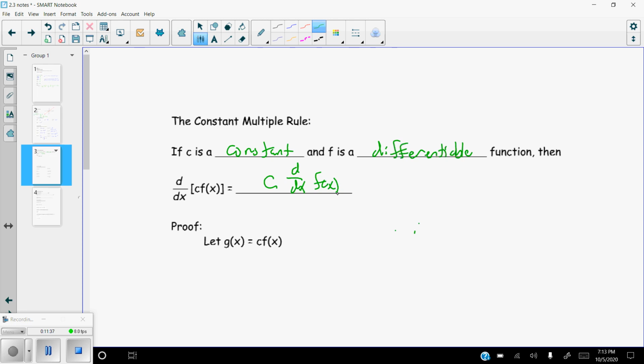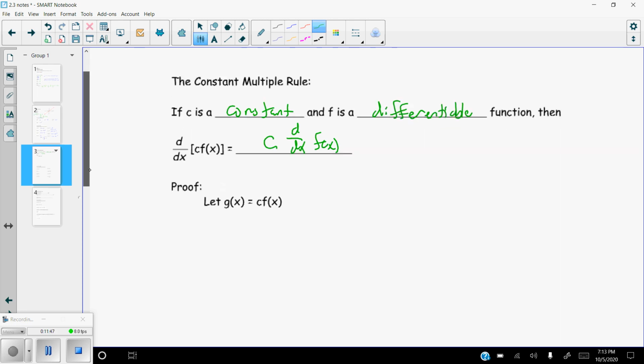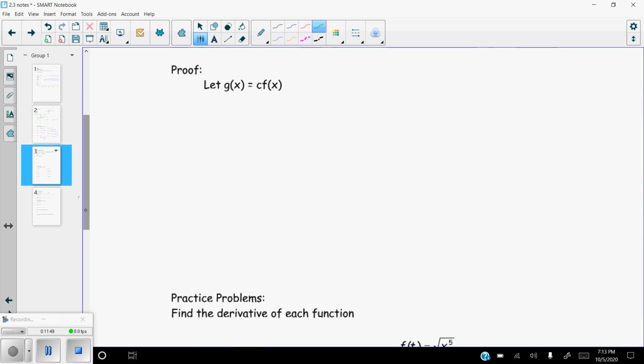So very much like limits, it just says that I can pull a constant out to the front, take the derivative, and then multiply the constant back in if I so want to. You're going to find that we probably won't do that a lot, but that is one of the rules. So let's actually prove it. Otherwise, I'm just telling you something and you're like, well, you told us that. But okay, well, here's how it works.